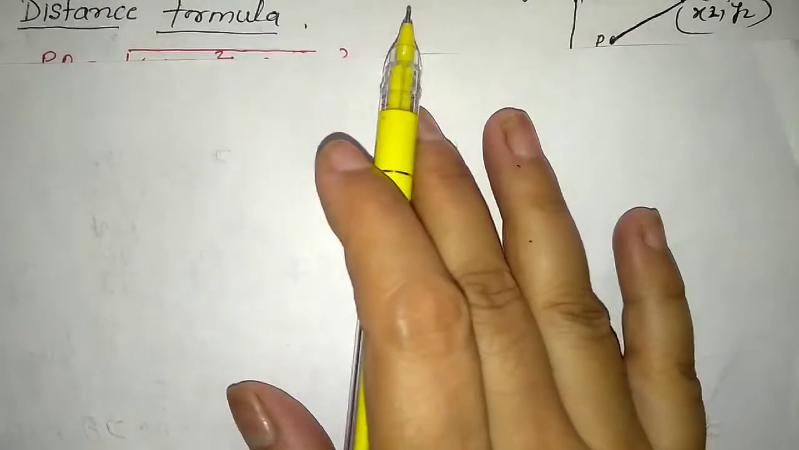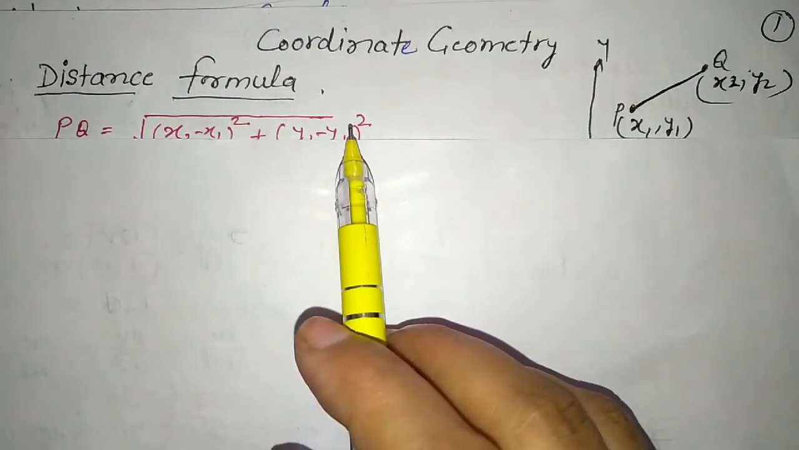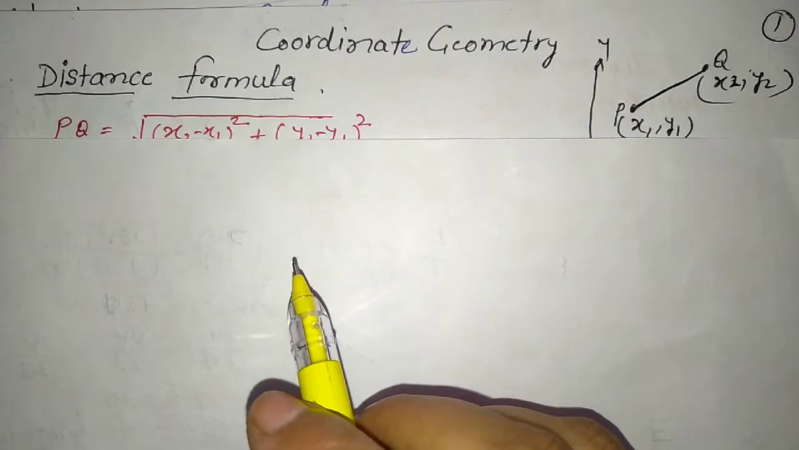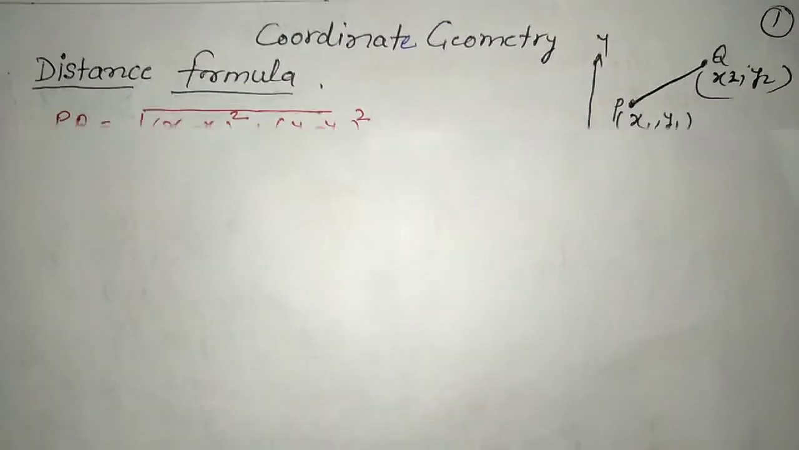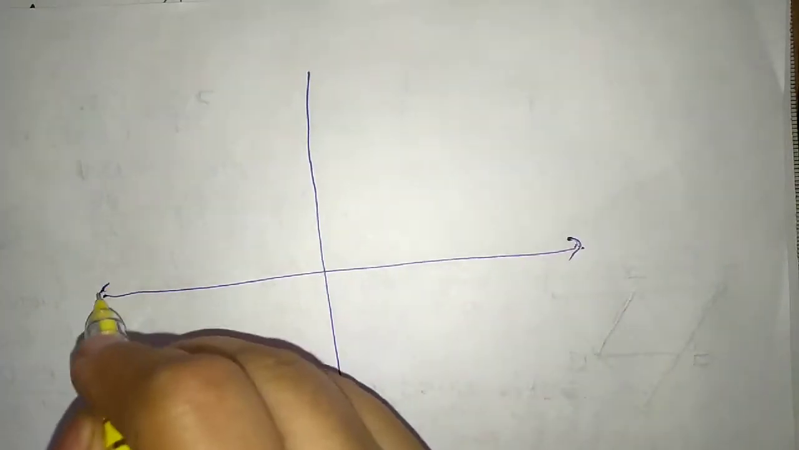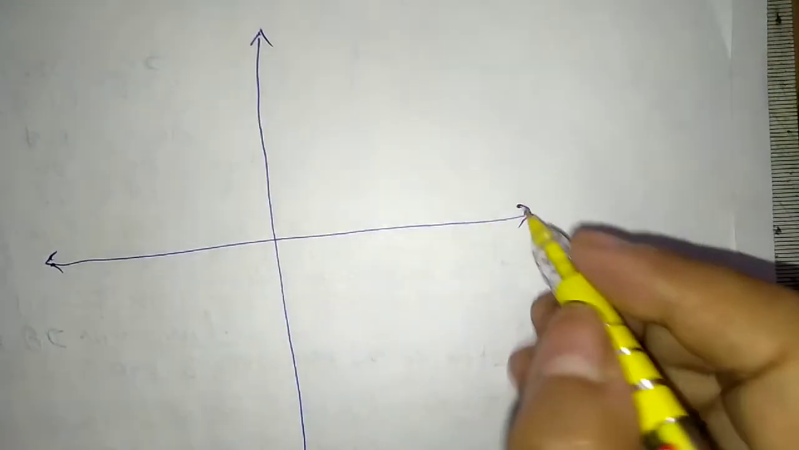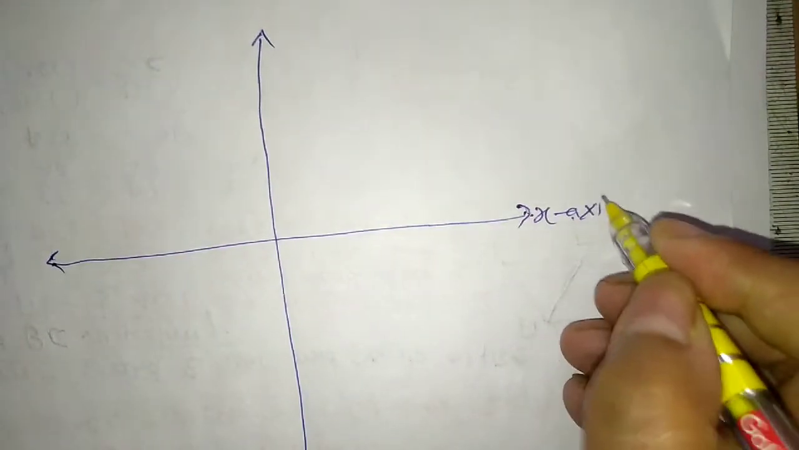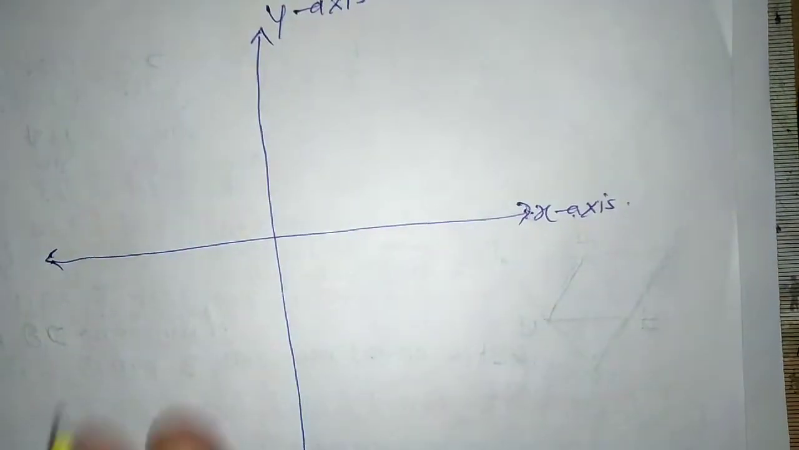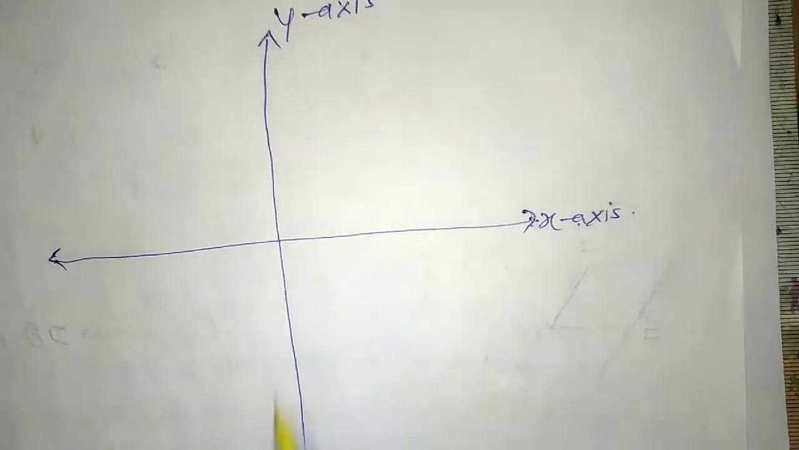Hello everyone, today we are going to start the new chapter, coordinate geometry, and I hope you have done it in your ninth class. So quickly we will review what we have done in our ninth class. In ninth class we have done that there is a Cartesian plane on which two lines are there, horizontal and vertical. The horizontal line is known as the x-axis and the vertical line as the y-axis. This is the x-axis, the y-axis, and where both intersect each other, that is known as the origin.